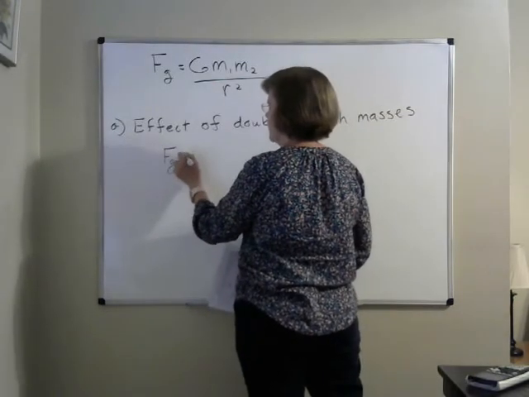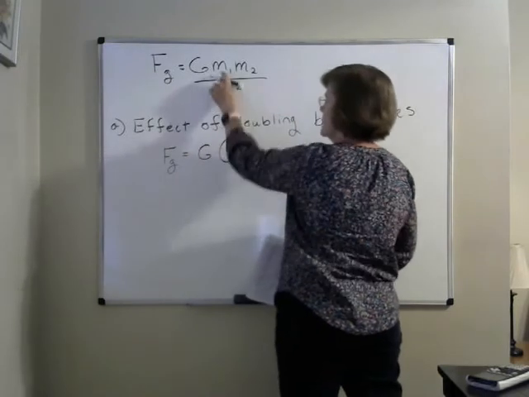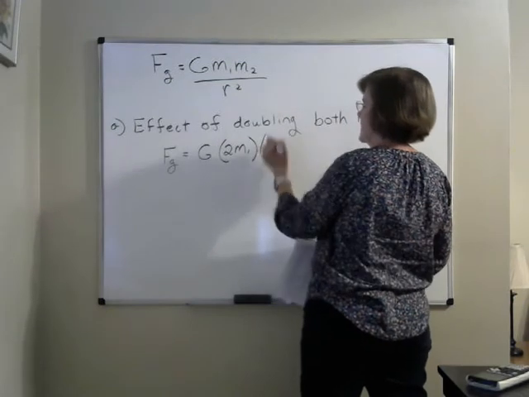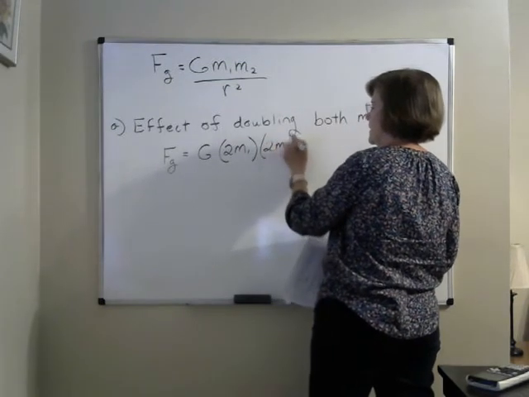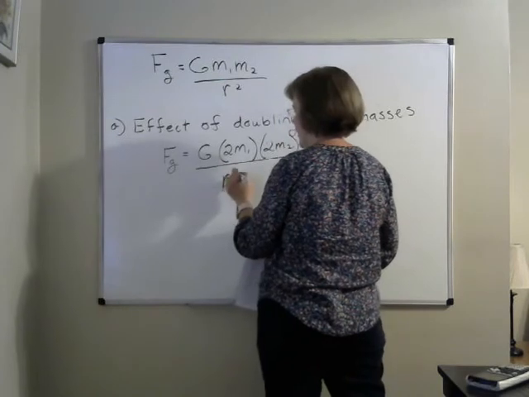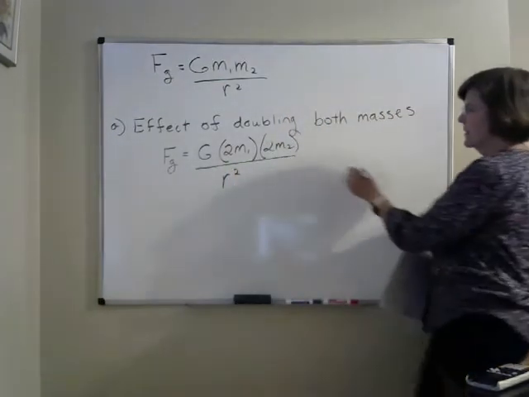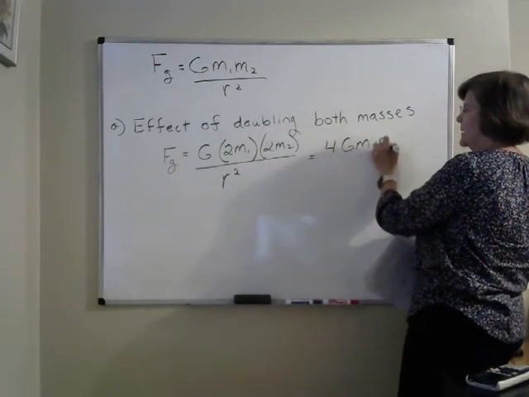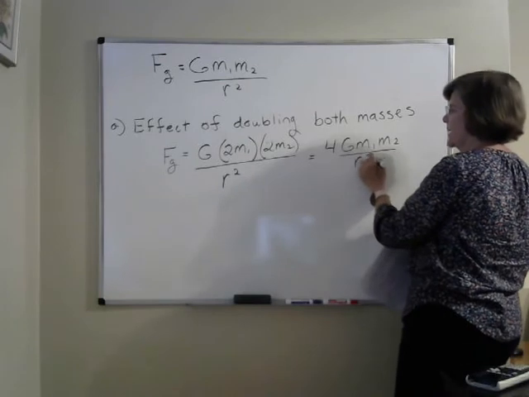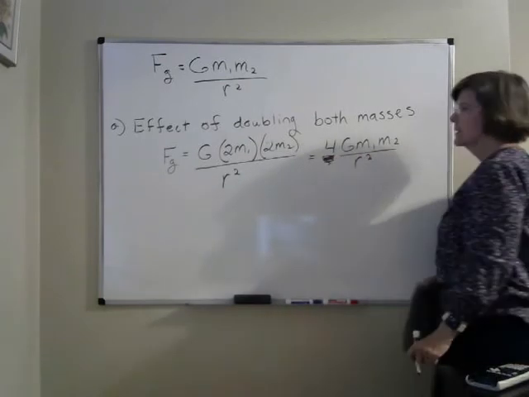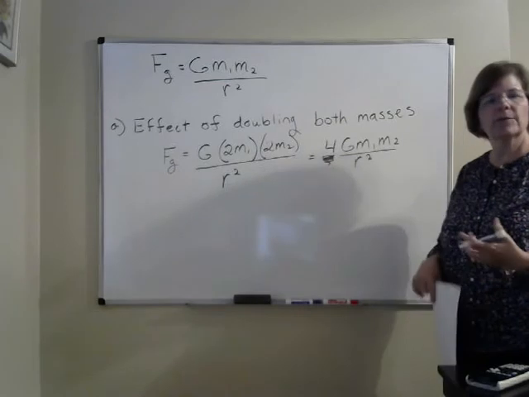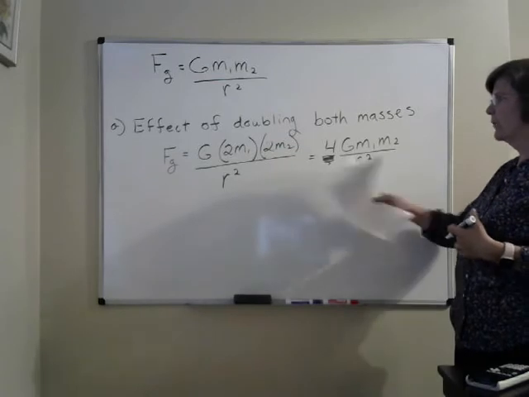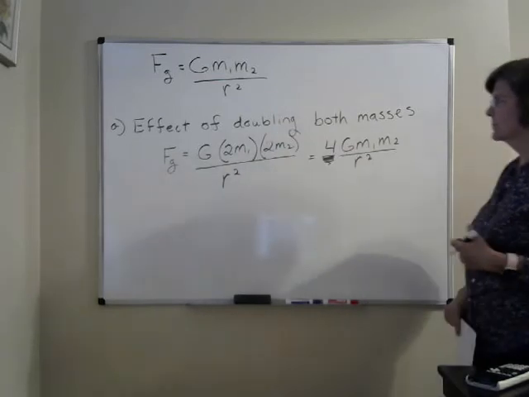Well, the gravitational constant doesn't change, but this new mass is now twice as heavy as the original. This new mass is twice as heavy. The distance did not change. This comes out to be 4 times G, mass 1, mass 2, over r squared. What we notice is the new force is exactly 4 times stronger. So doubling both of the masses results in a gravitational force 4 times stronger than the original.